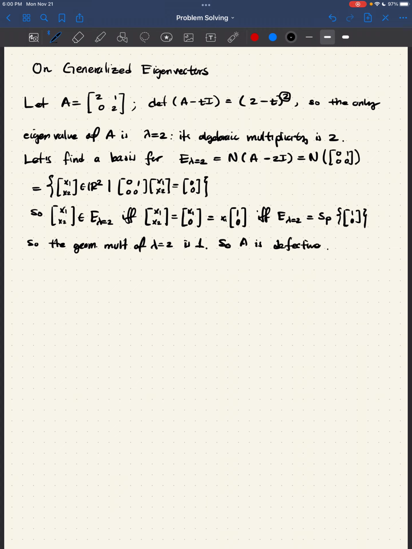But defective in what sense? Well, defective in the sense that we don't have enough eigenvectors, meaning linearly independent eigenvectors, to come up with a basis of R2. So we have to extend this notion, and one of the ways to do it is to try to solve this problem.